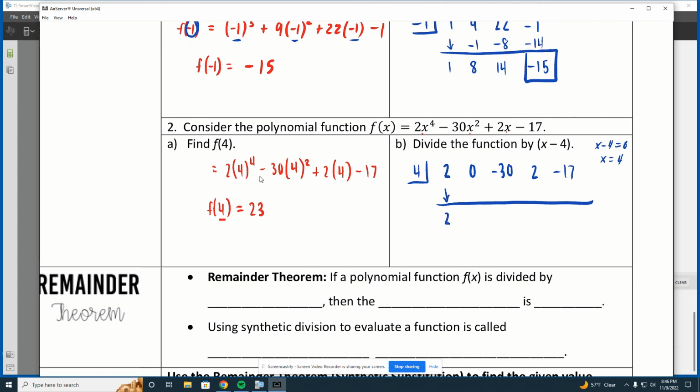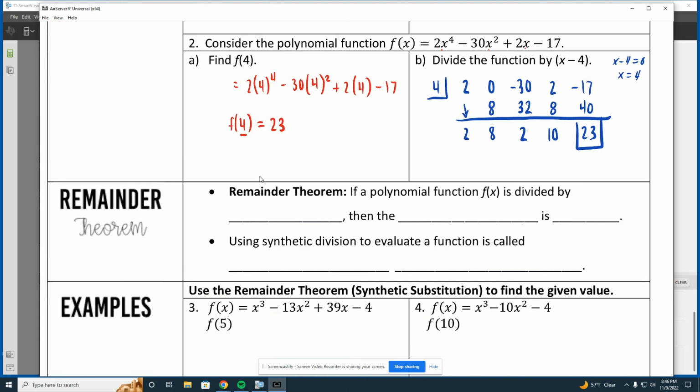Bring the 2 down. What's 4 times 2? 8. What's 0 plus 8? 8. What's 4 times 8? I think y'all can do this, 32. What's 32 minus 30? 2. What's 4 times 2? 8. What's 2 plus 8? 10. What's 4 times 10? 40. And what is 40 minus 17? You better believe it, 23.